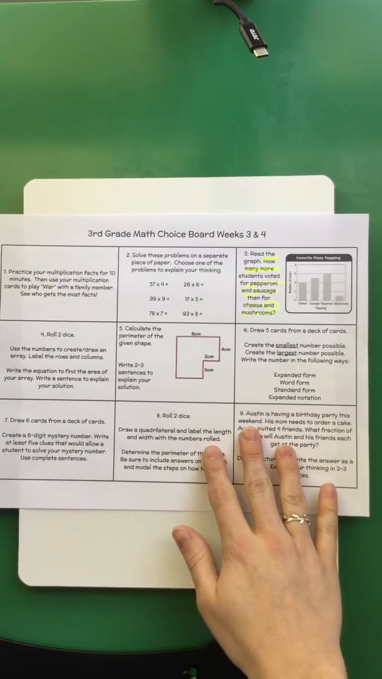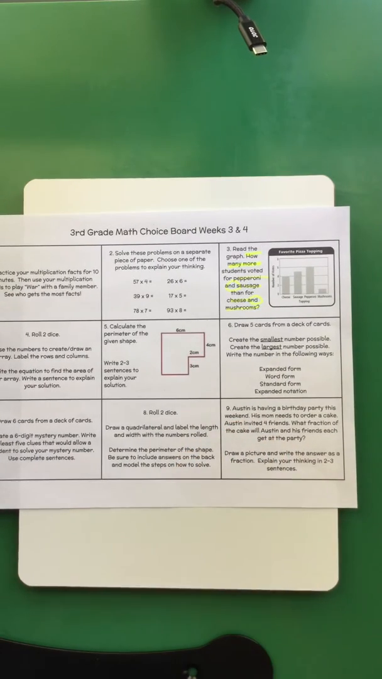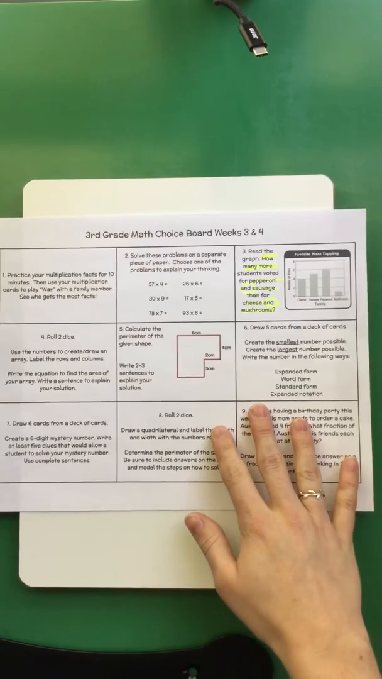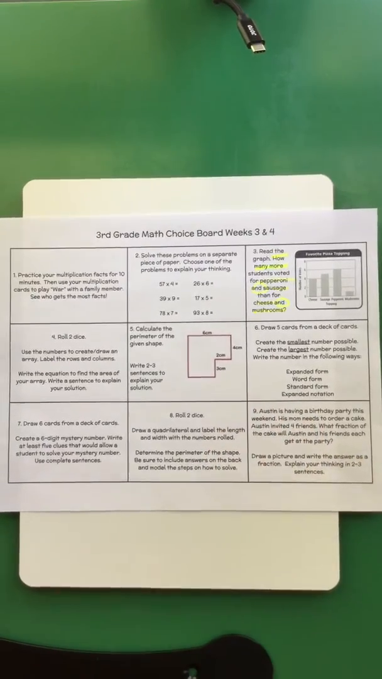Number 6 says draw 5 cards from a deck of cards. Create the smallest number possible, create the largest number possible. Write the number in the following ways. Okay, so if you don't have a deck of cards, but you have some dice, you can just roll those again if you want to. I'm going to go grab a deck of cards real quick so I can show you guys how to do it that way.